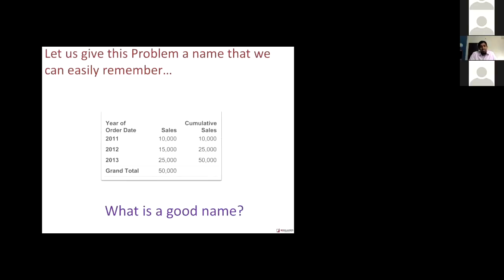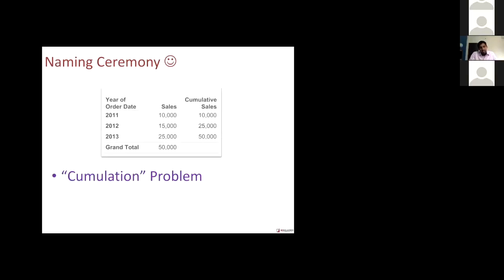So let's give this a good name. What's a good name? Accumulation really pops out, right? But in the convention of making it a little bit non-serious, let me take you on a quick detour to find a slightly better name.